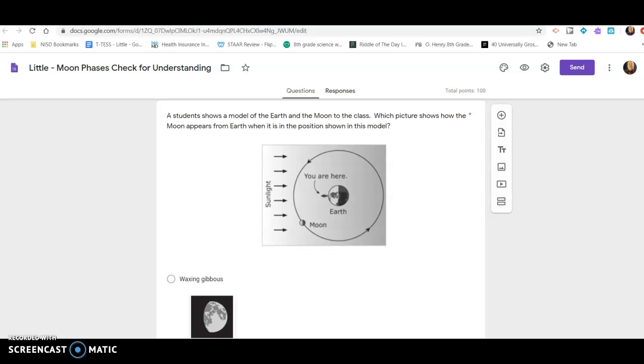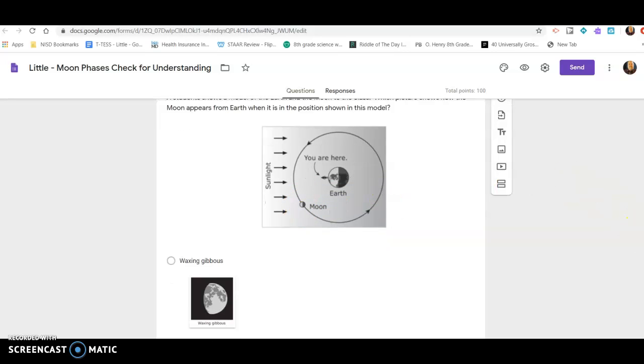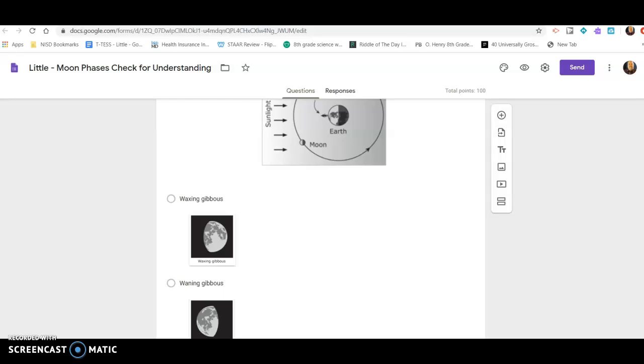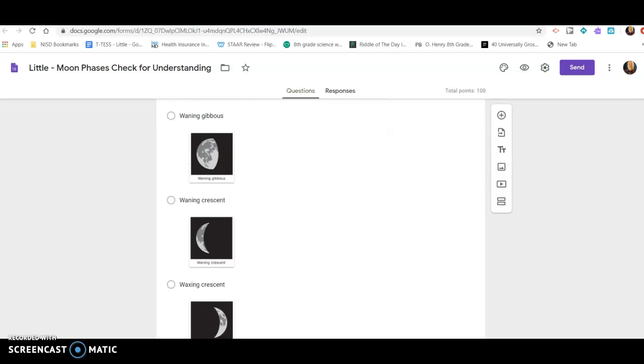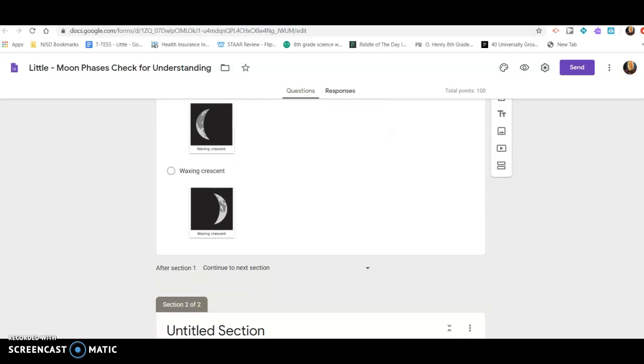Okay, finally, last question. A student shows a model of the Earth and the moon to the class. You are here on Earth. There's the moon, there's the sun. Which picture shows how the moon appears from Earth when it is in the position shown in this model? So when I'm standing right here, what would be represented if the moon is in this position? Would it be a waxing gibbous? Would it be a waning gibbous? Would it be a waning crescent? Or a waxing crescent?